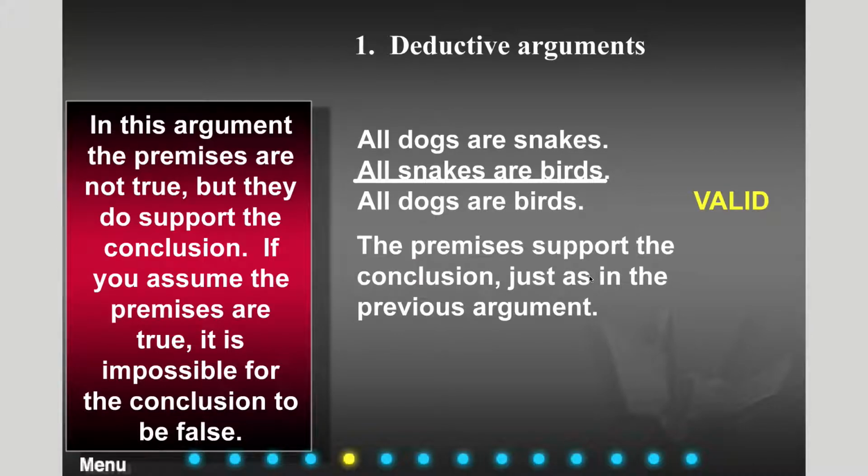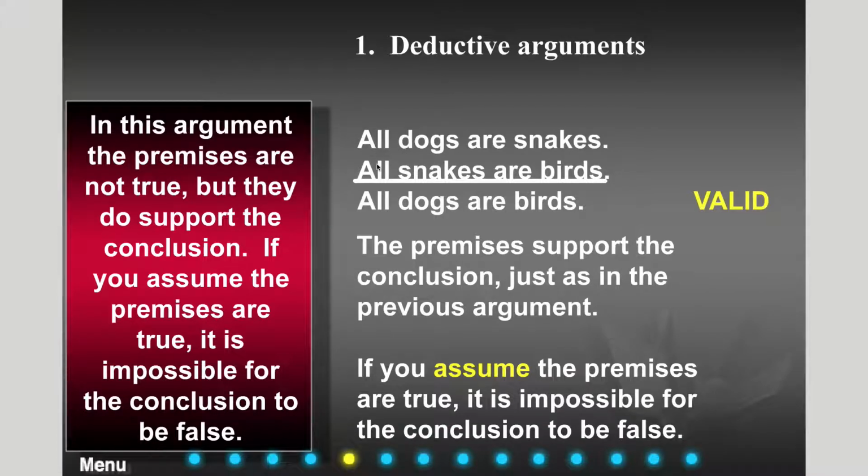All dogs are snakes. All snakes are birds. All dogs are birds. The premises support the conclusion just as in the previous argument. If you assume the premises are true, it is impossible for the conclusion to be false. So that's the strange part of looking at validity. We're not asking whether all dogs are snakes, and we're not asking whether all snakes are birds. We're asking after the form of the argument. And because the form works, and because the reasoning works, it is a valid argument.